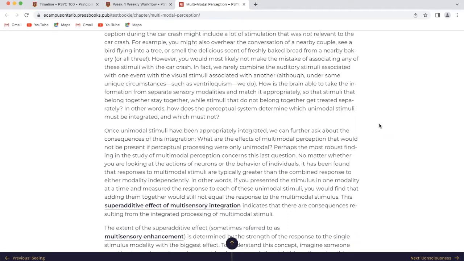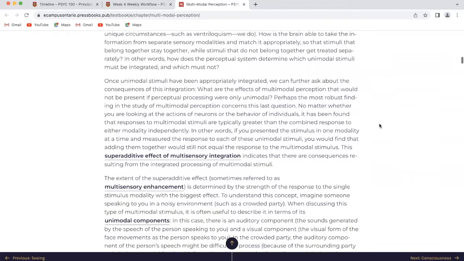Perhaps the most robust finding in the study of multimodal perception concerns the last question. No matter whether you are looking at the actions of neurons or the behaviors of individuals, it has been found that responses to multimodal stimuli are typically greater than the combined response to either modality independently.